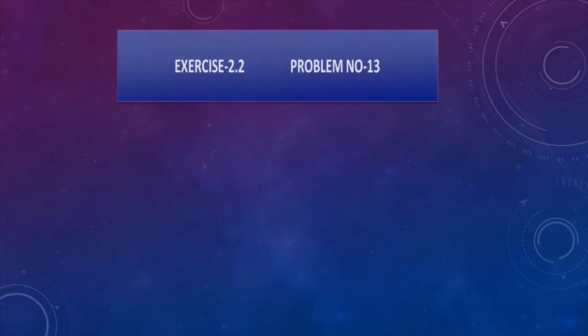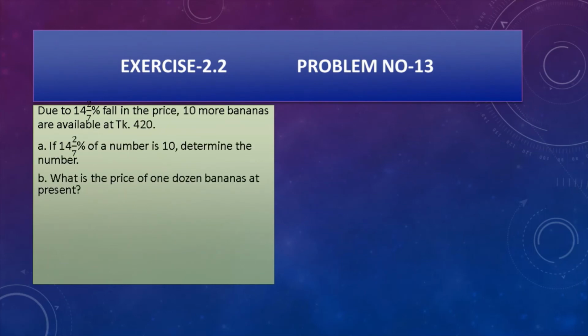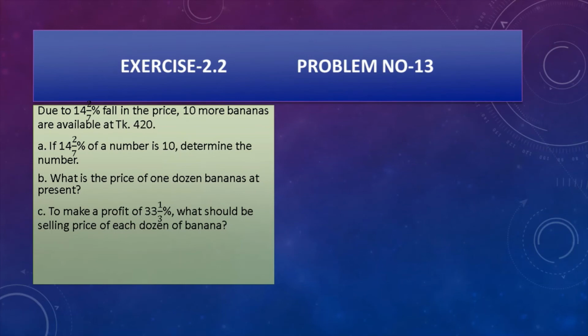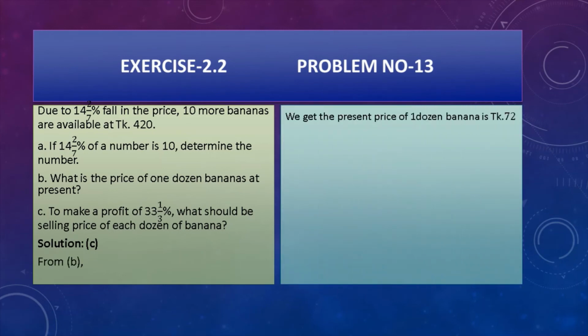Let us see the solution number C. That is the question you see again, and that is C. To make a profit of 33 whole 1 by 3%, what should be the selling price of each dozen of bananas? Let us see the solution. From B we get the present price of 1 dozen bananas is taka 72.